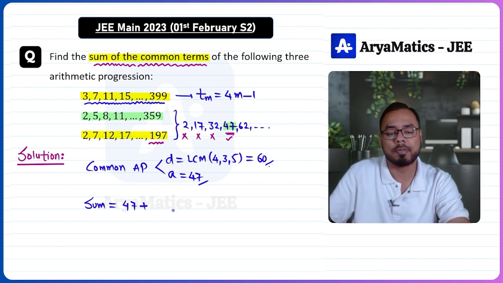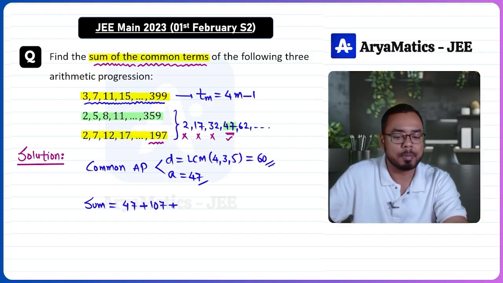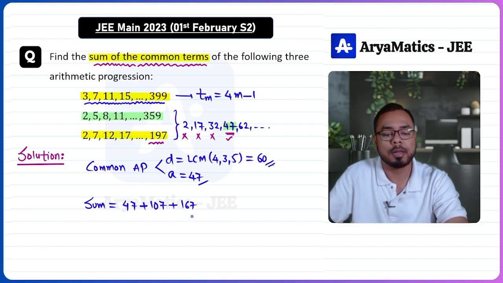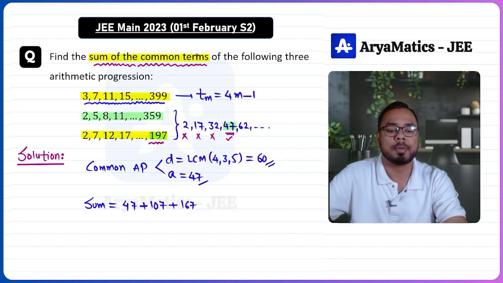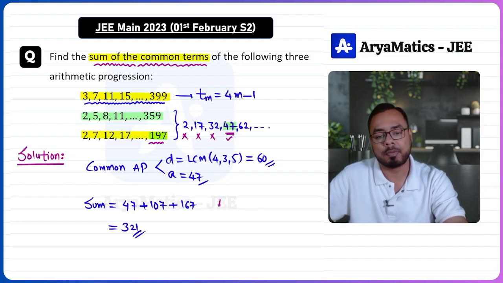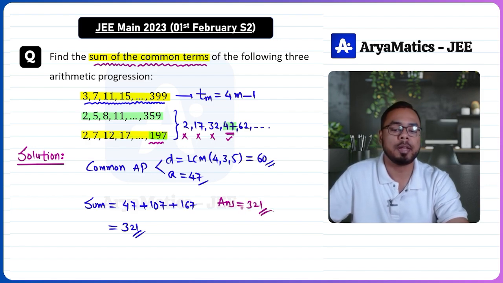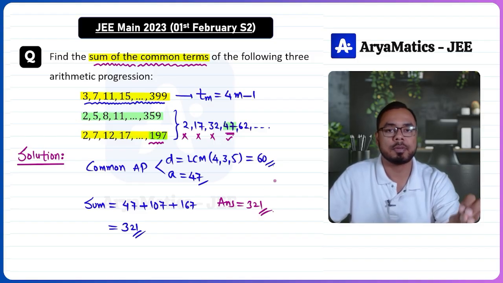There is no need to use the general formula for sum of n terms. So the first common term is 47. The next one will be 47 plus 60, so that will be 107. 107 plus another 60 will be 167. And 167 plus 60 will be more than 197. So after adding these, this sum will become 321. Therefore, the sum of all the terms common in the 3 APs will be 321, and that will be the correct answer for this problem.